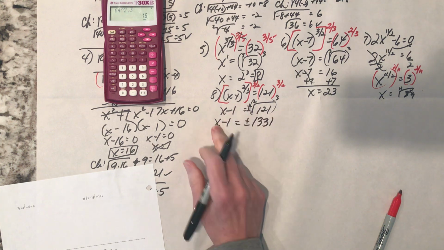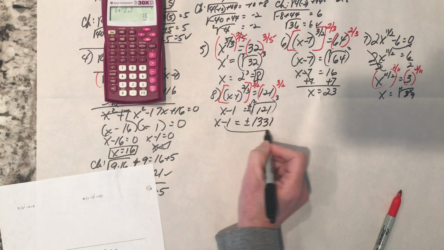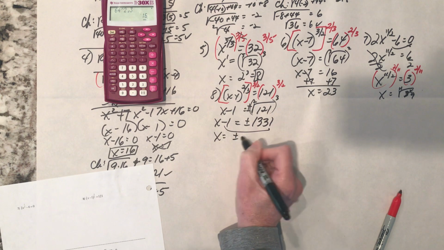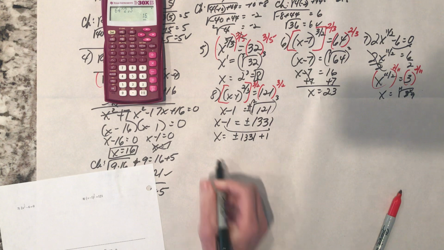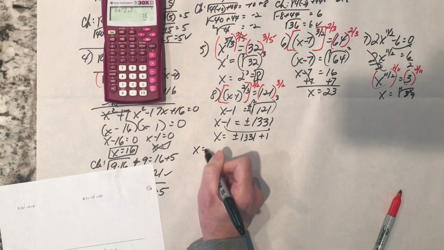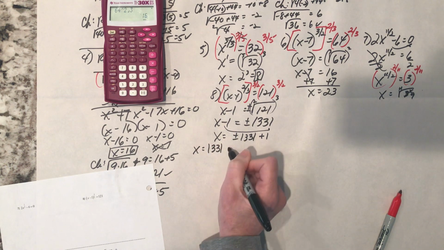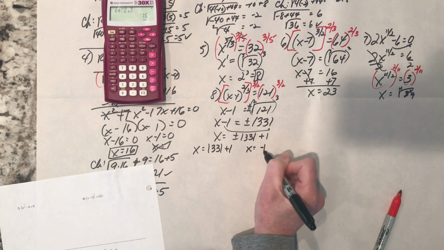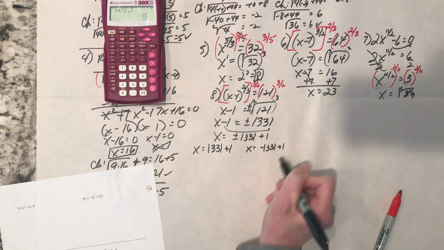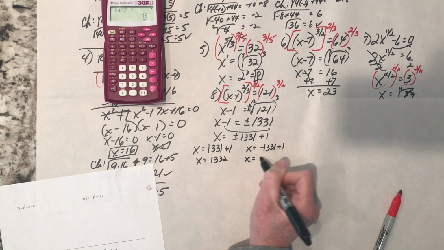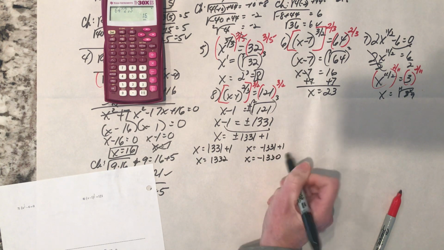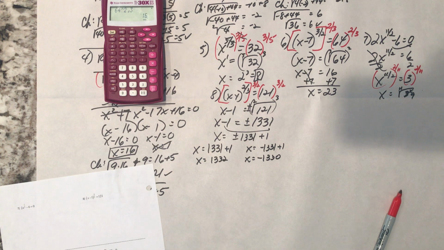So because we can do all of this, we need to. We'll be moving this 1 over. So x equals positive or negative 1331 plus 1. So let's separate those out into the positive version of 1331 plus 1 and the negative version of 1331 plus 1. So this will give us 1332, and that will give us negative 1330. So we get those two kind of odd answers, 1332 and negative 1330.